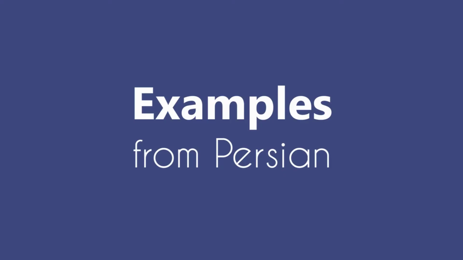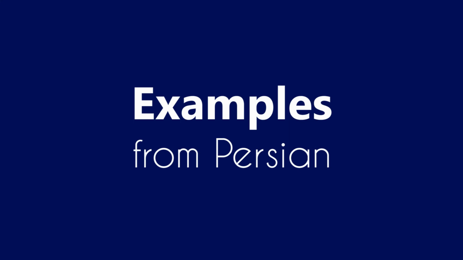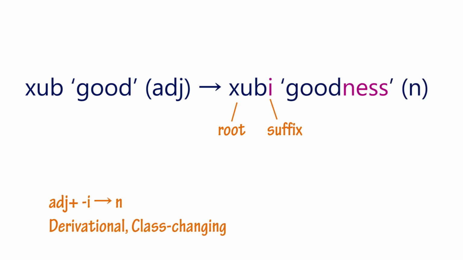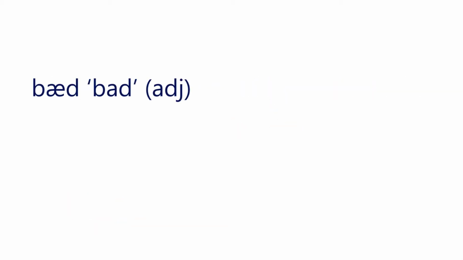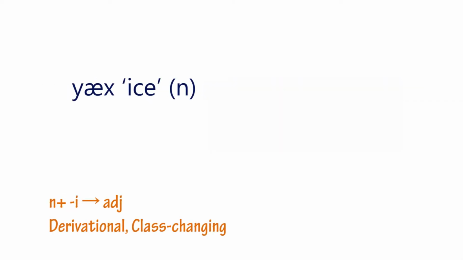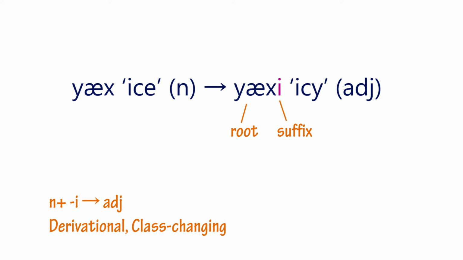So I'm going to give some examples from Persian. So in Persian, the adjective good is khub. Then when you want to turn it into a noun, you add a suffix e, and then khubi means goodness, being good. So another example, the word for bad in Persian is bad, and badi means badness. The same suffix, which is e, can turn a noun into an adjective. Look, yakh means ice, and yakhi means icy, adjective.